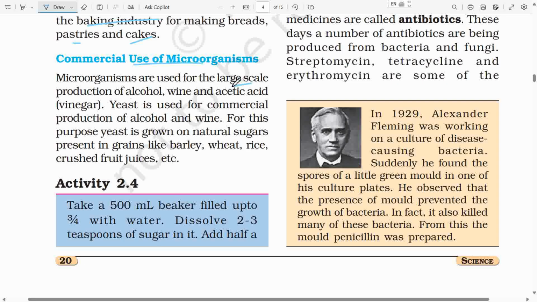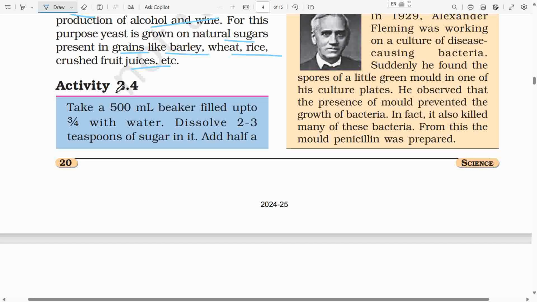Microorganisms are used for the large-scale production of alcohol, wine, and acetic acid, vinegar. Yeast is used for commercial production of alcohol and wine. For this purpose, yeast is grown on natural sugars present in grains like barley, wheat, rice, crushed fruit juices, etc.